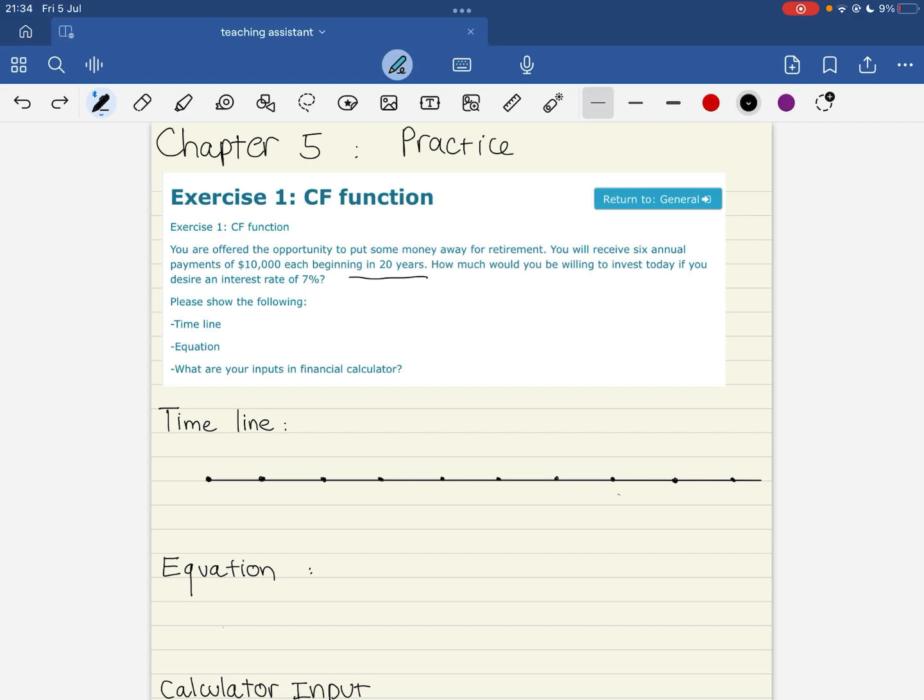And our duty is to answer 3 questions. First, we have to draw the timeline. We have to show the equation. And lastly, we have to tell what are the inputs for the financial calculator.